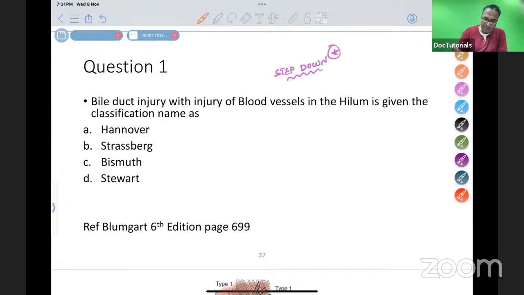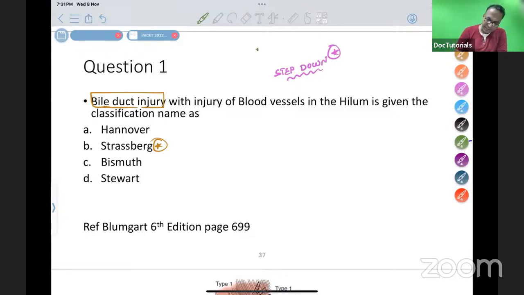Most of you will be tempted by bile duct injury. Bile duct injury means it is Strasberg classification. This is what most of you will be thinking. Even many faculties I saw in many recall videos were answering that question as bile duct injury is Strasberg classification. It is totally wrong. So this is not a NEET PG question at all.